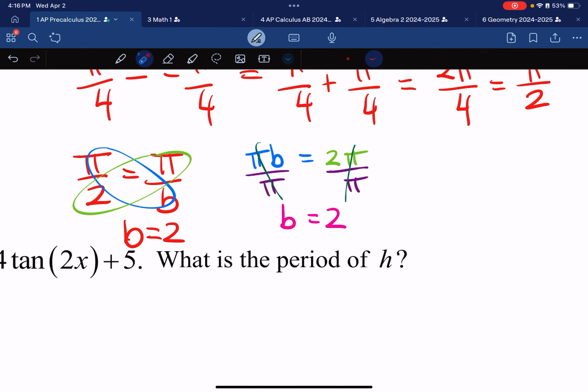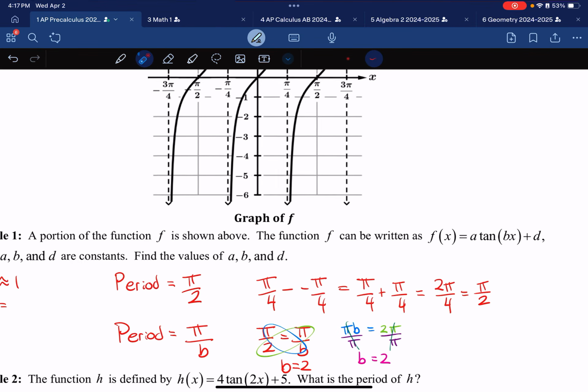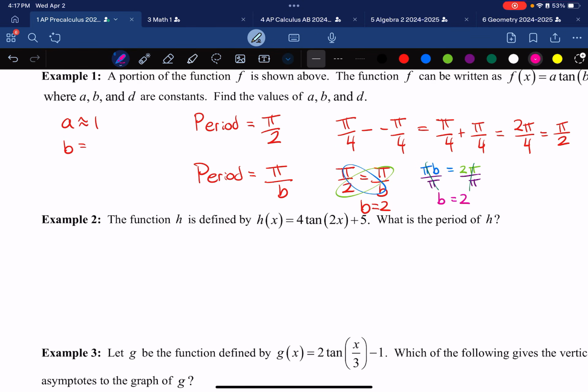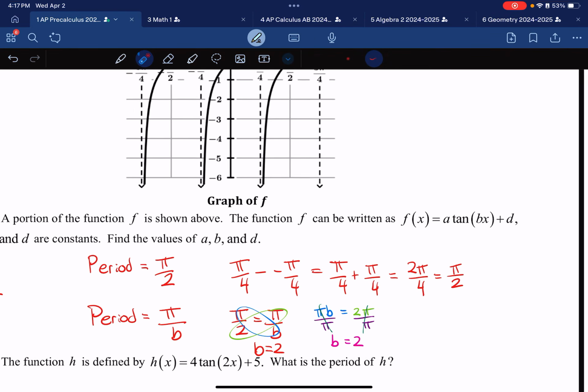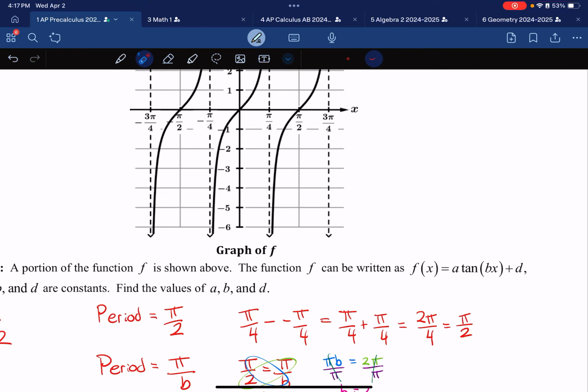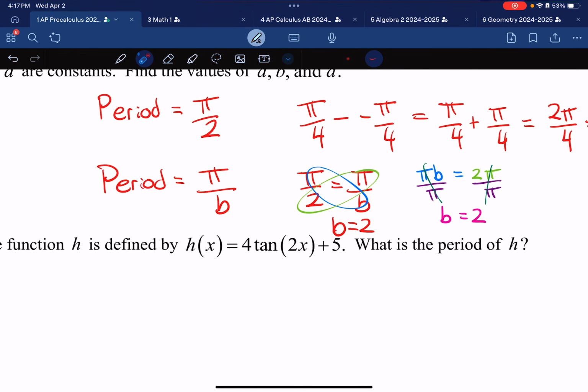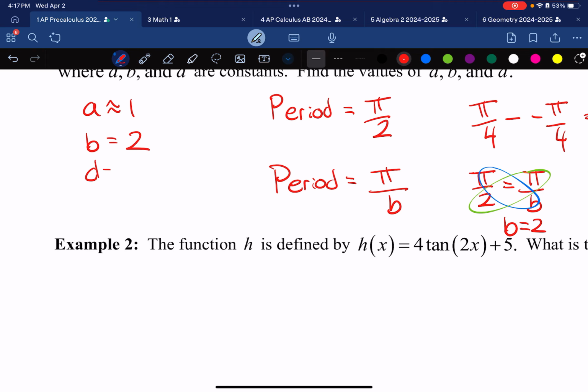Either way, whatever floats your boat or sinks your sub, right? So, if I come back here to b, I can say that the value of b is 2. And then finally, I need to find the value of d, right? So d is the midline. The midline, did we shift up and down? No, it's going right through the x-axis at 0. It's going through that middle part at 0, so I'm going to say d is equal to 0 here.